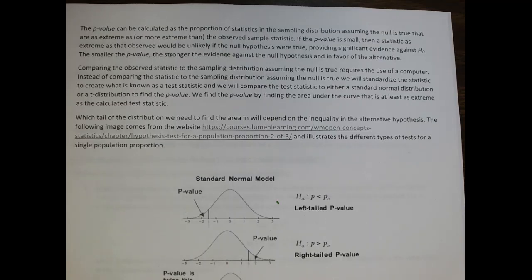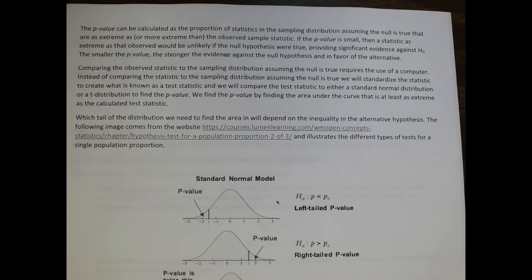Comparing the observed statistic to the sampling distribution, assuming the null is true, requires the use of a computer. Instead of comparing the statistic to the sampling distribution, assuming the null is true, we will standardize the statistic to create what is known as a test statistic. So again, we're going to convert our usual statistic that we work with, and since right now we're working with proportions, that would be a p-hat. If we were working with means, we would have an x-bar.